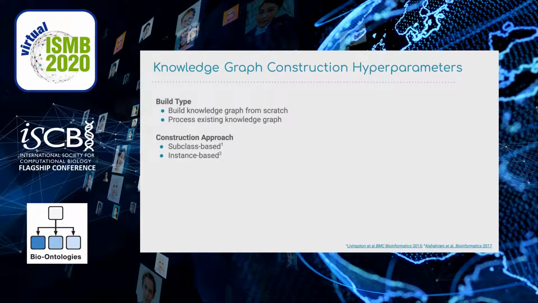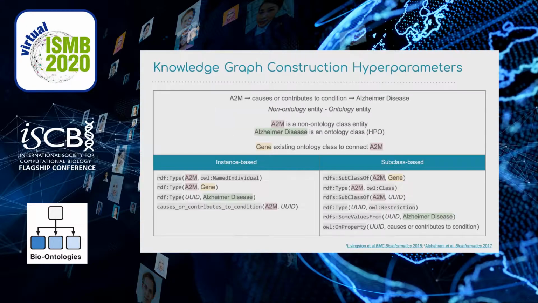When building a knowledge graph from scratch, we provide two different approaches for uniting ontology and non-ontology data, which are demonstrated in this table using simple examples. On the left side of the table, we present and describe to you the instance-based approach, which is arguably a more common approach and the one used to construct things like GoCams.